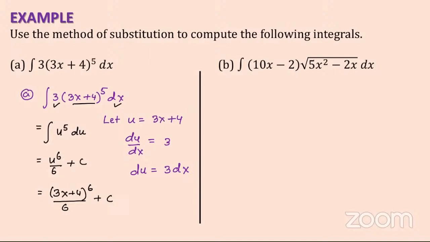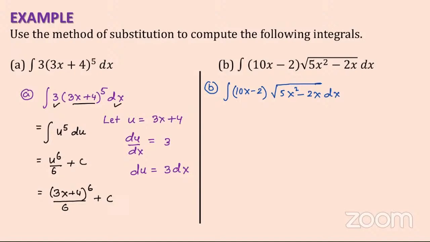If you look at B, let's find out. In B, we have the integral of (10x minus 2) multiplied with the square root of 5x squared minus 2x, with respect to x. Looking at this question, this is the square root of 5x squared minus 2x. That is a composite function, right? The outside function is the square root function, and the inside function is the quadratic function 5x squared minus 2x.